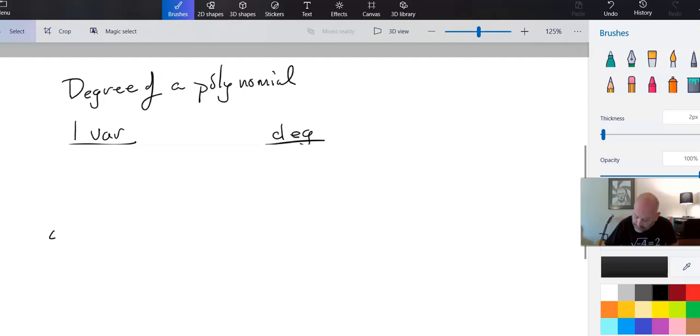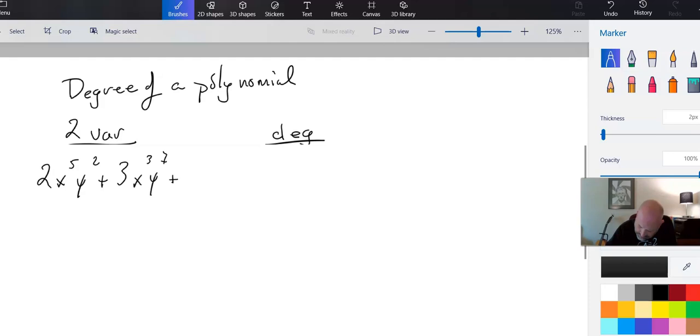It's a little bit different when it's two variables, but it's still not too bad. It's not a lot of computation. If you know what you're looking at, then you're okay. Let's look at something like this: 2x to the 5th y squared plus 3x to the 3rd y to the 7th plus 4x to the 5th y to the 5th z squared. Whew, that's a lot of stuff there. So here's what you do.